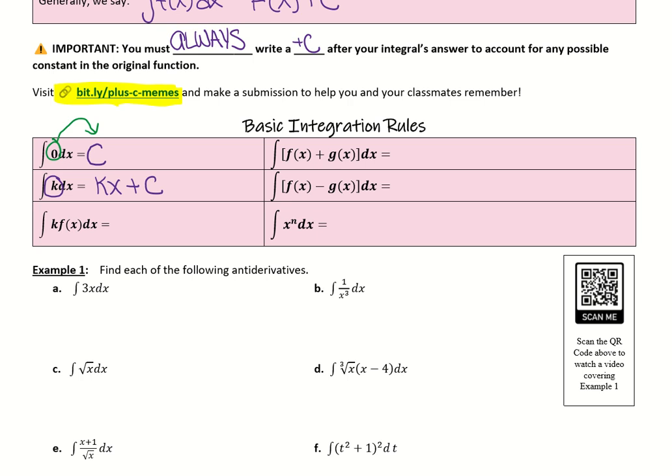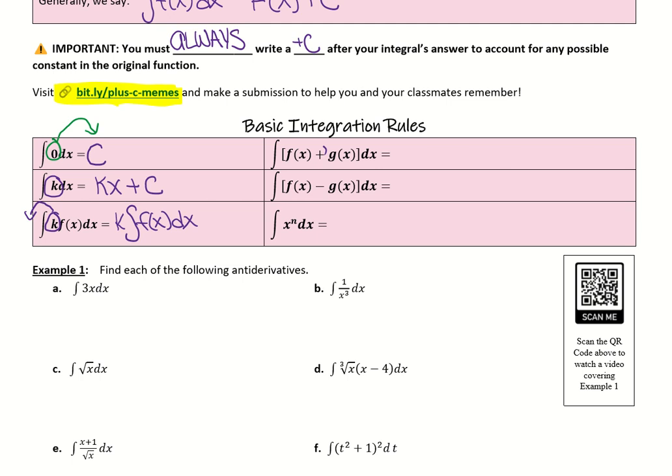Next up, we've got k times a function. So here's the rule for that. Anytime you have a constant on the inside, you can take that constant and put it out in front and write it like this: k times the integral of f of x dx. And you've seen that rule before. We just want to revisit it. Same with these next two rules. We want to revisit them just to make sure you've got them in your back pocket and you're ready to go.